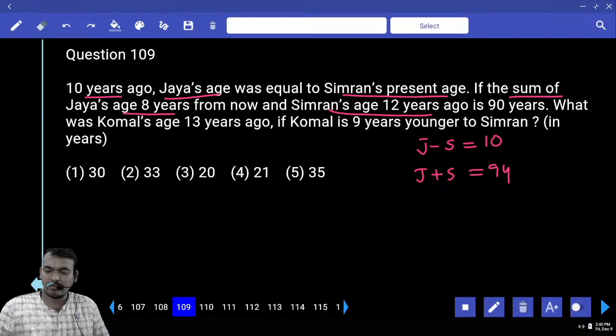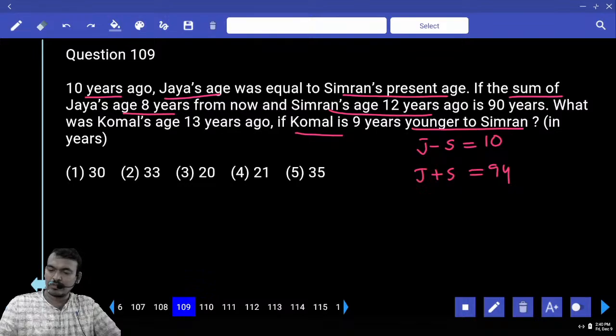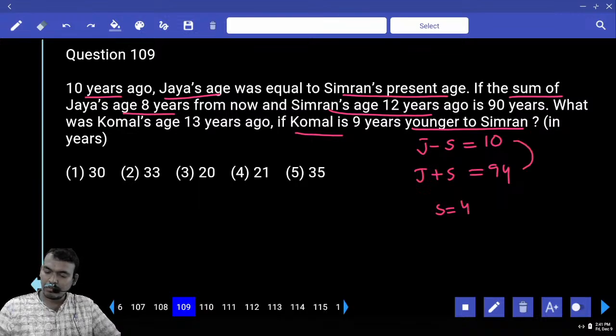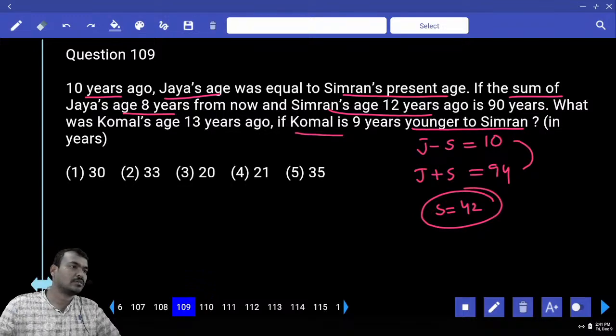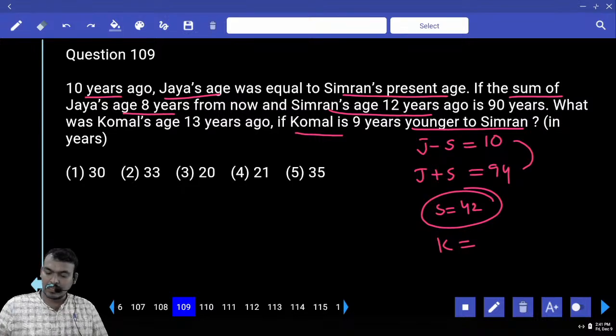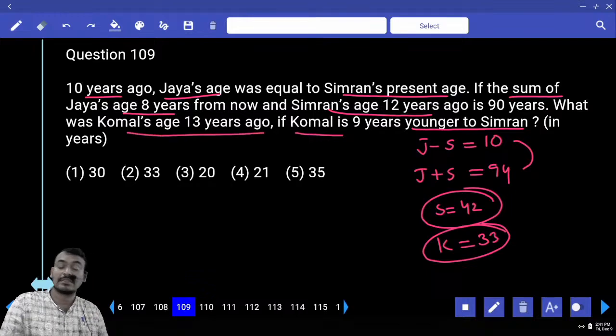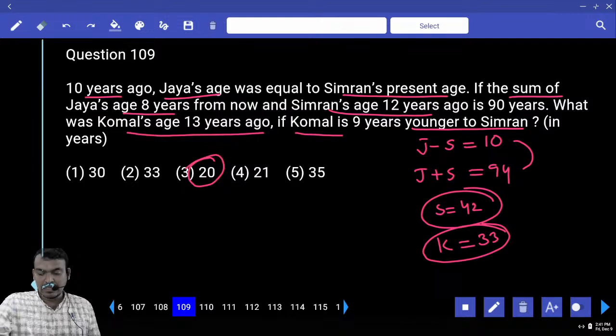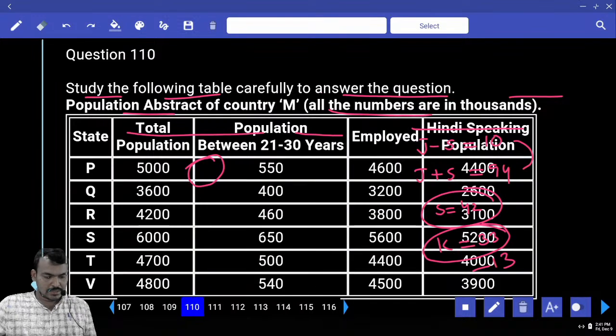And we get the S value and also the J value. Komal is 9 years younger than which one? Simran. Then we need to identify only Simran's value. 94 and 10 difference? 84. Divide by 2, 42. Simran is how much? 42. Simran is 42. Komal is 9 years younger than Simran. Then Komal is how many years? 33. But the question is, what was Komal's age 13 years back? Then answer 20. 33 minus 13. Next.